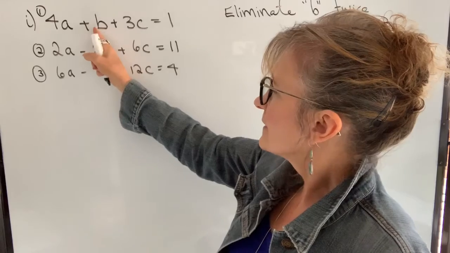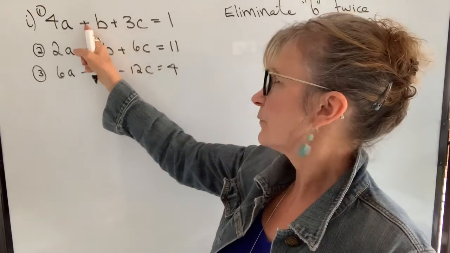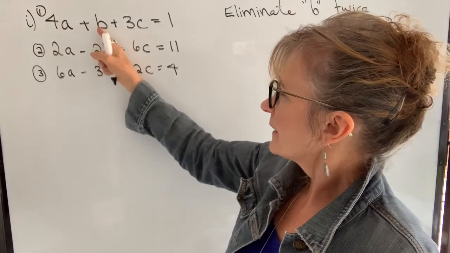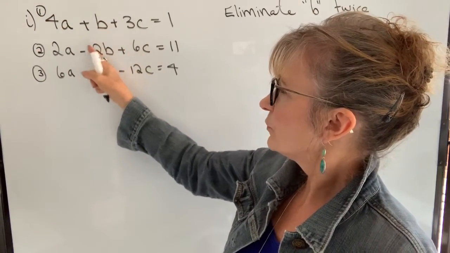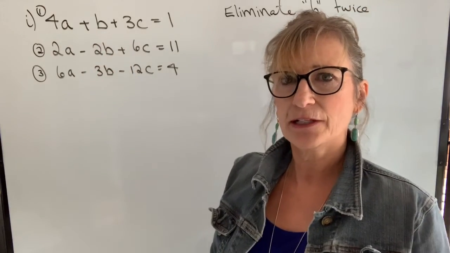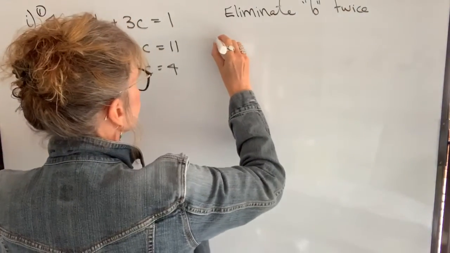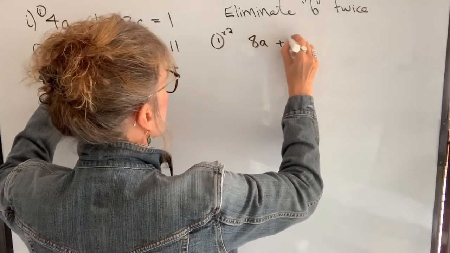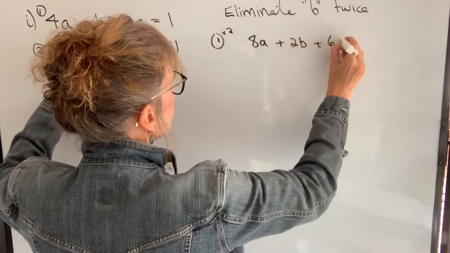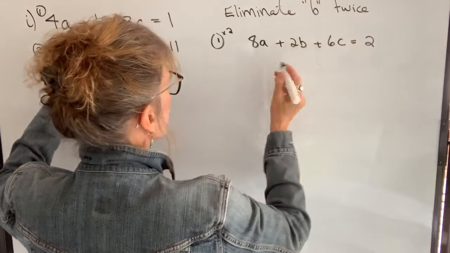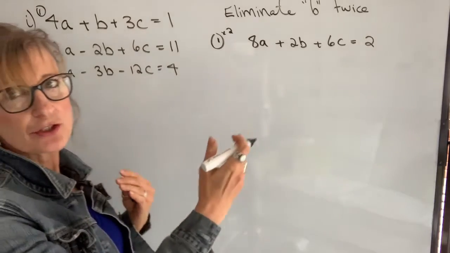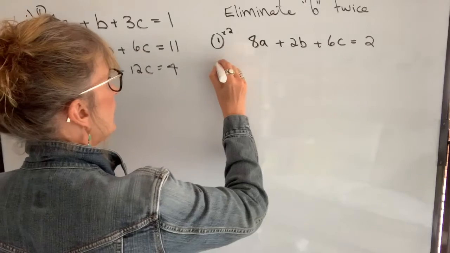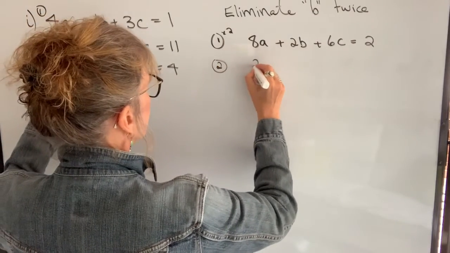So equation 1 is going to be a good one to use because my coefficient for B is 1. So if I take 1 and 2 and I multiply equation 1 by 2, I'll be able to add the equations and eliminate the B. So equation 1, I'm going to multiply by 2. So I'll get 8A plus 2B plus 6C equals 2. It's the same equation. When you multiply the equation by a number or divide by the same number, it's still the same equation. Equation 2, I don't have to do anything with it.